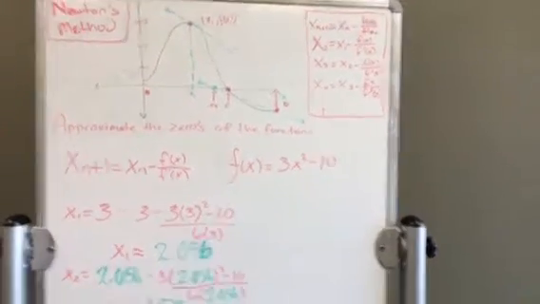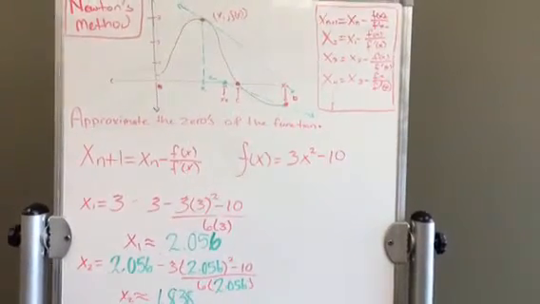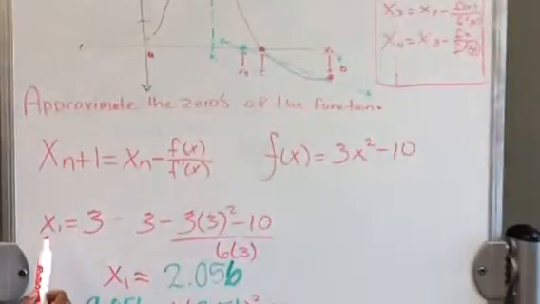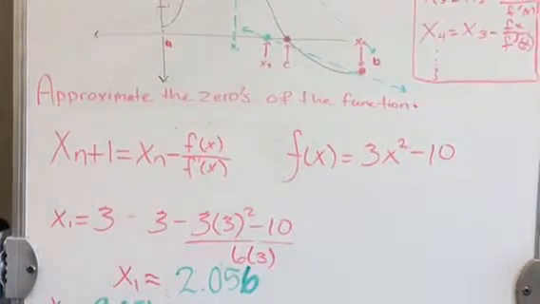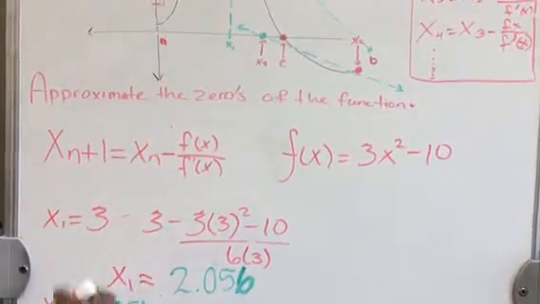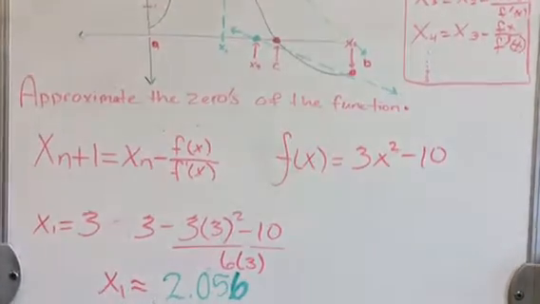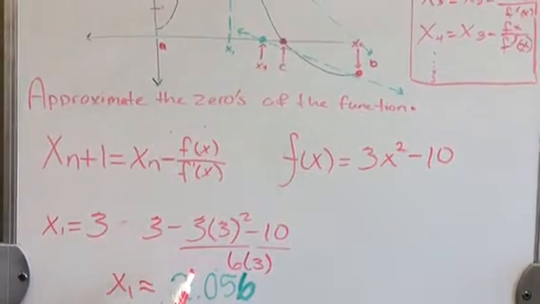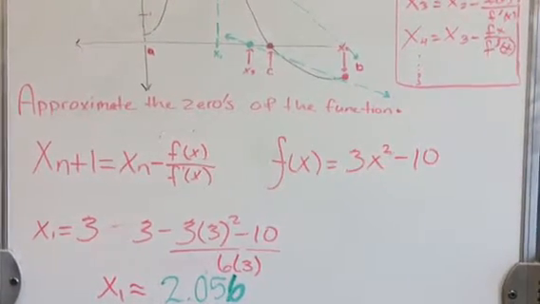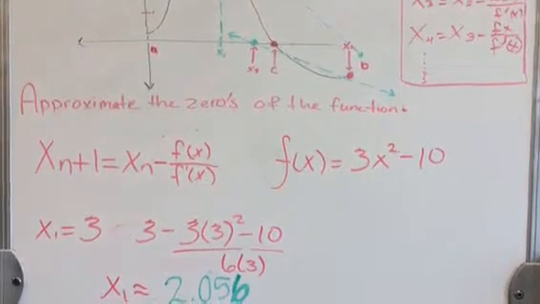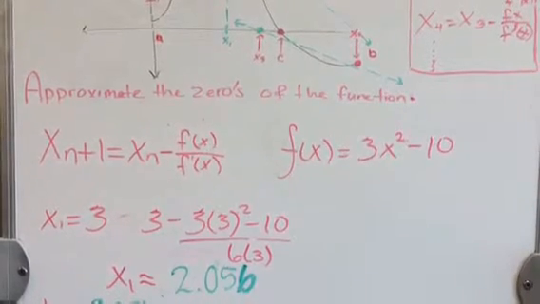Okay, so let's look at this problem. f of x equals 3x squared minus 10. What you want to do first is find an initial random point. So we picked 3, and you would plug 3 into this formula: x sub n minus the function divided by the derivative of the function. So we have 3 minus 3 times 3 squared minus 10 divided by 6 times 3. So our x sub 1, approximately, we got 2.056.